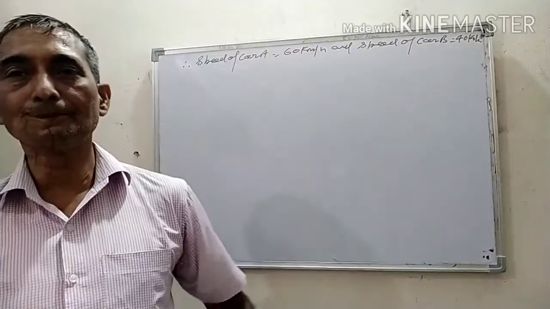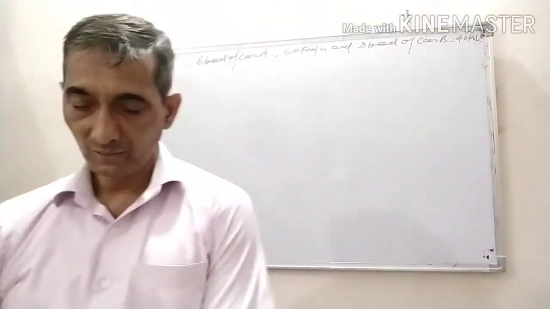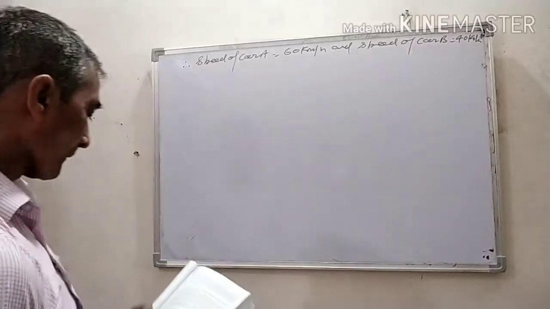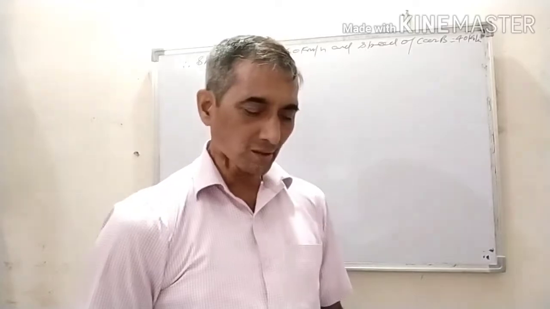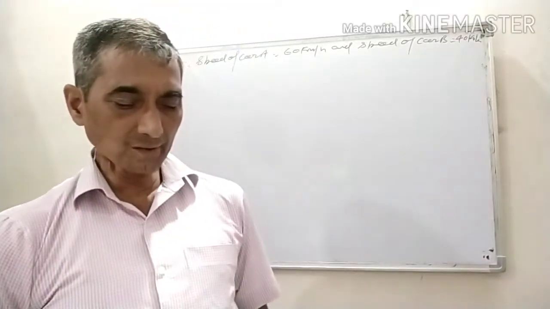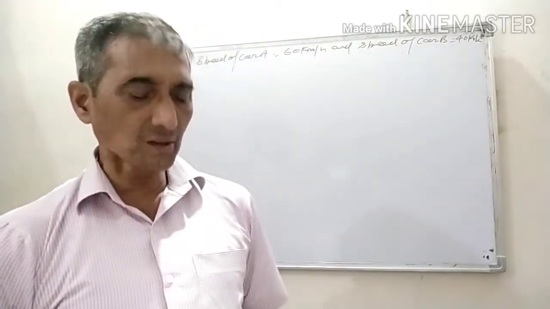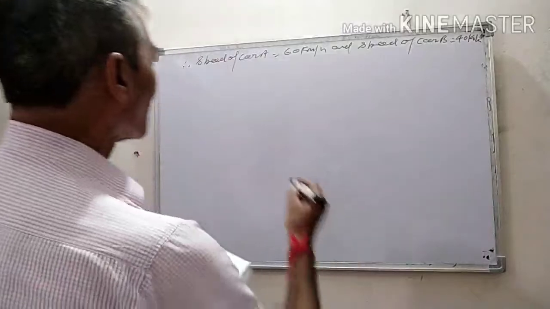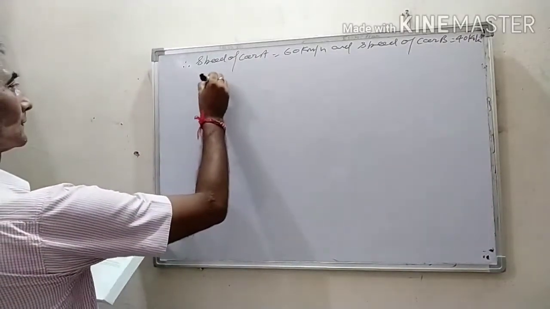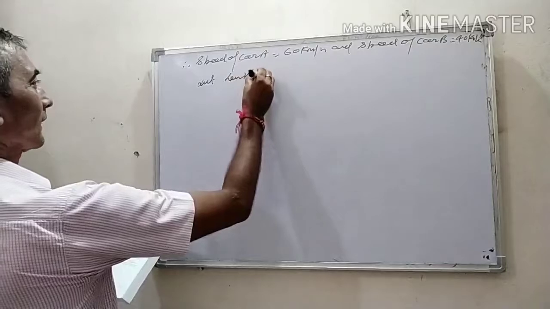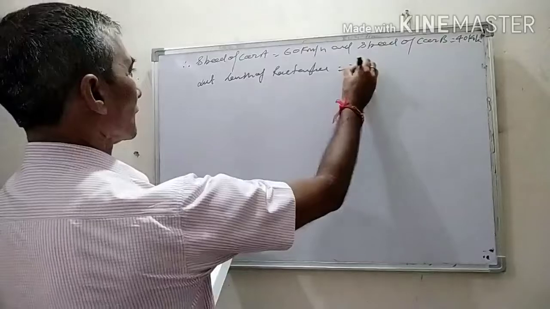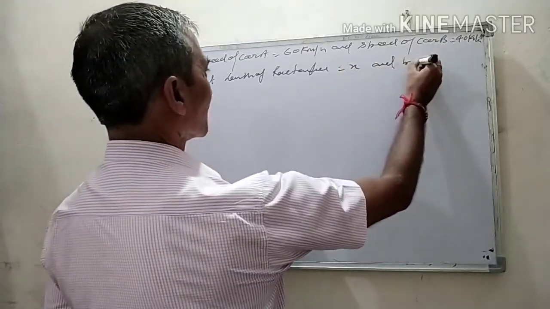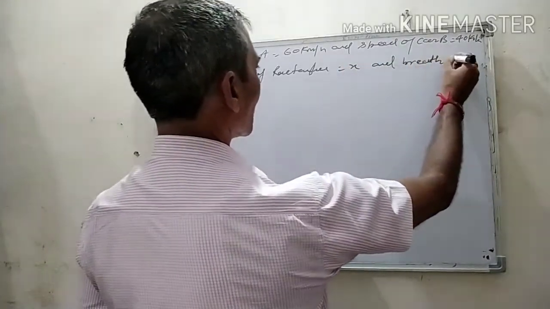Now question number 5. The area of a rectangle gets reduced by 9 square units if its length is reduced by 5 units and breadth is increased by 3 units. Let the length of a rectangle be equal to x and breadth is y.